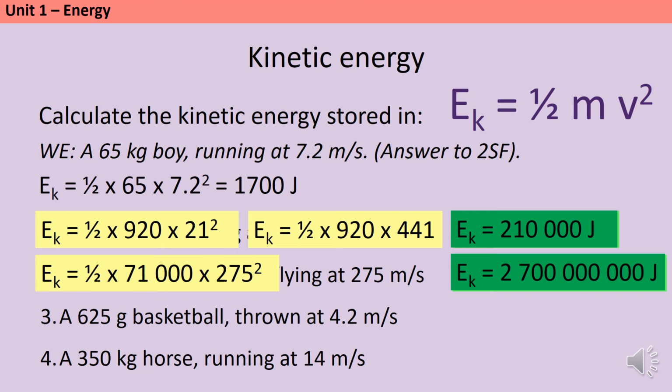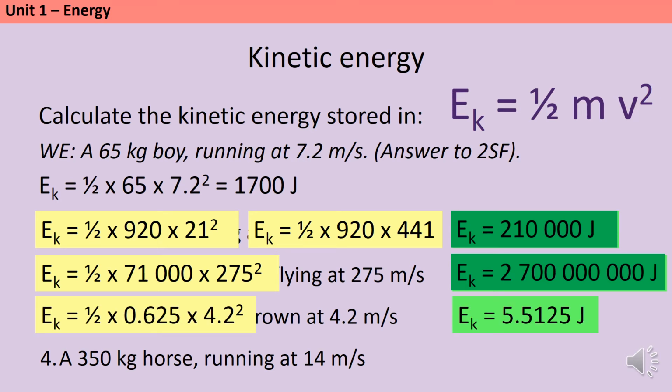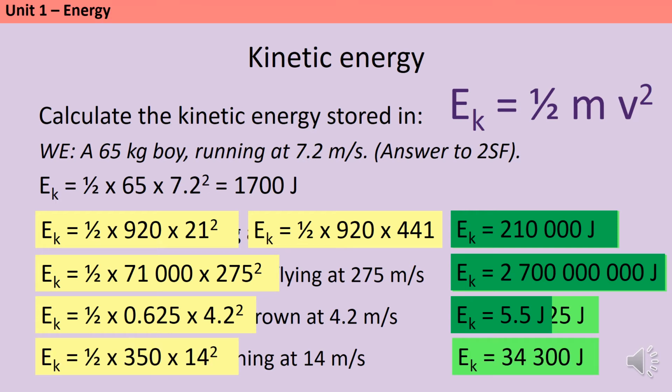For question 3, I need to watch out for the fact that the mass of the basketball is not given in kilograms, so I'll need to convert it. That gives me an answer of 5.5125 joules, which rounds to 5.5 joules. And then finally, for question 4, 34,300 joules rounds to 34,000 joules, and that's my answer to 2 significant figures.